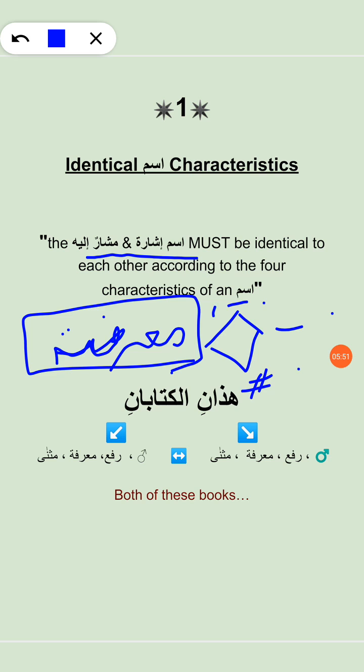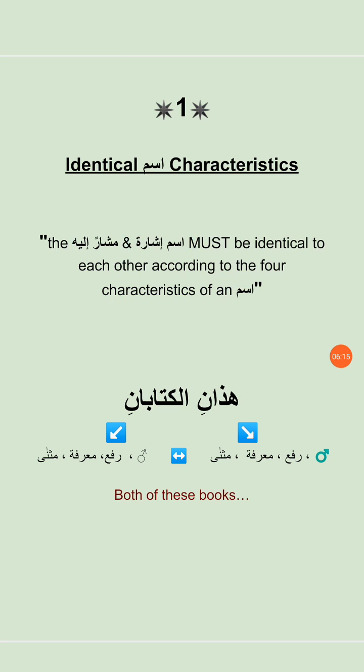Grammatically it can be either feminine or masculine, and we have already covered that in the table that we just saw. So these are the 4 characteristics of an ism that must be identical in the musharun ilayh and the ism ishara. That's how you can determine exactly what the pointer is pointing at.